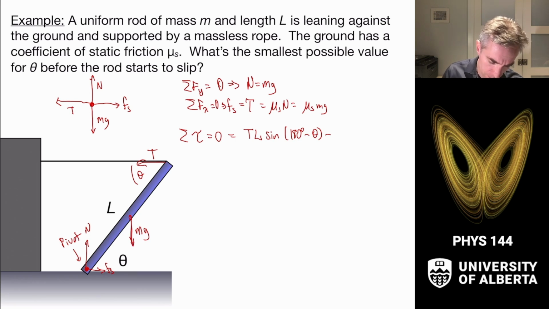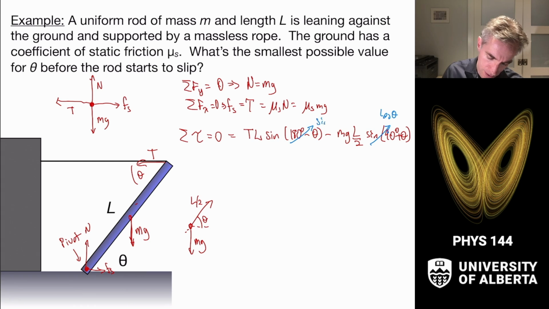So mg is going down. It acts at the center of the rod, so it has L over 2. We have set up where this angle is theta, and so it's going to be minus mg L over 2, force times moment arm times the sine of that angle, which is 90 degrees plus theta, and that, as we learned last time, is just cos theta. The sine of 180 minus theta is also sine theta, and this gives us the tools that we need to solve for the angle.